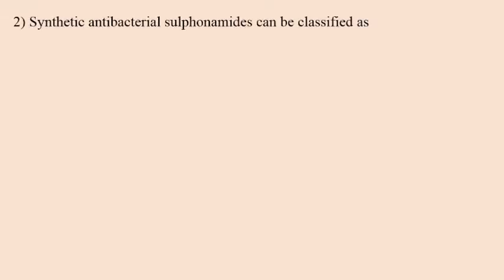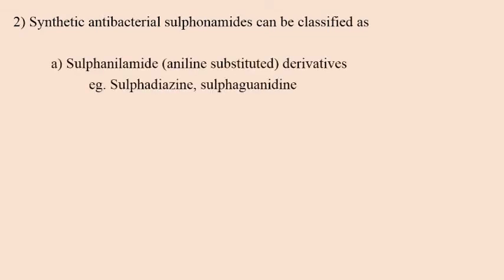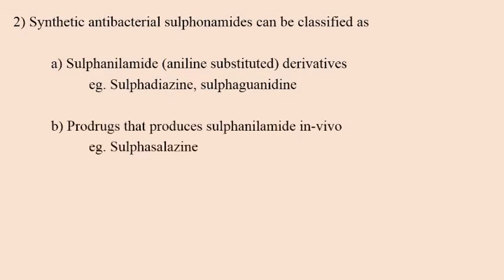Now, synthetic antibacterial sulfonamides are divided into groups. Compounds containing sulphanilamide, that is aniline substituted derivatives, such as sulphadiazine and sulphaguanidine. Second, prodrugs, which are inactive in vitro and active in vivo; an example is sulfasalazine. And the third class is non-anilides, such as mephenide. Obviously, we are not discussing mephenide under this chapter because it is a non-anilide derivative.